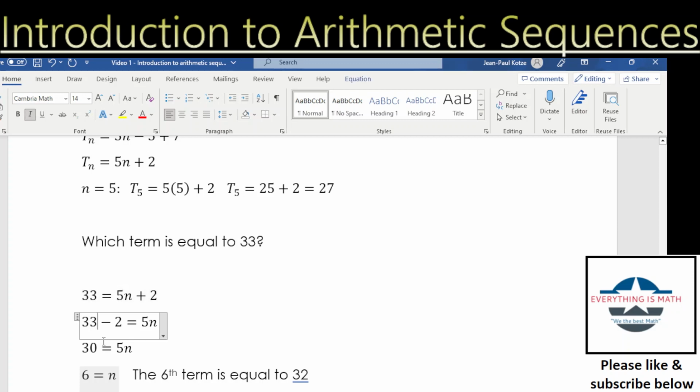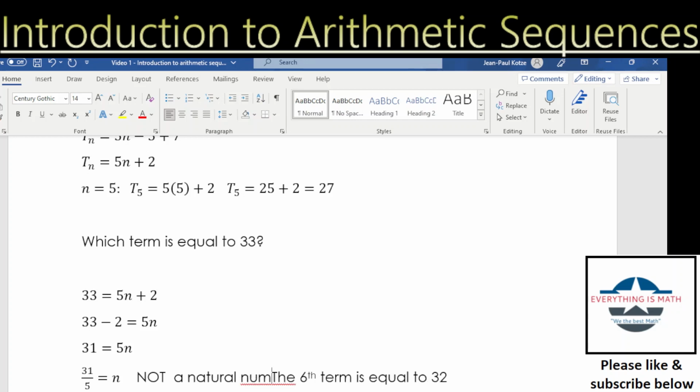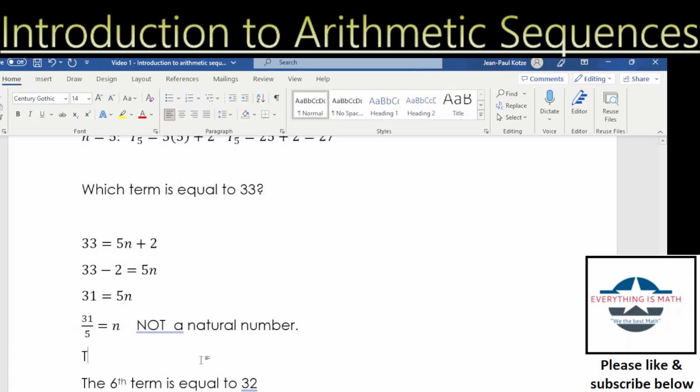But if the question said which term is equal to 33, then this of course would be like that, 33. That's going to be 31, and then this is going to be 31 divided by 5, but that's not a natural number. So you're going to say this is not a natural number, because n has to be a natural number. That means there is no term equal to 33. That's what happens if you get an answer which is not a natural number.